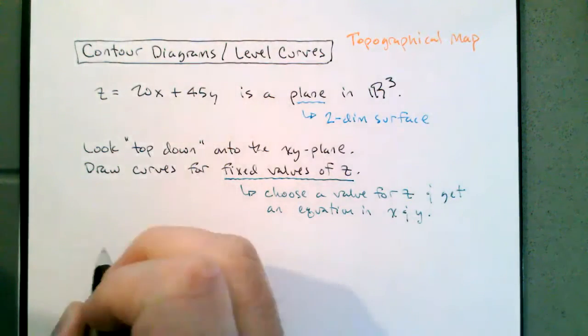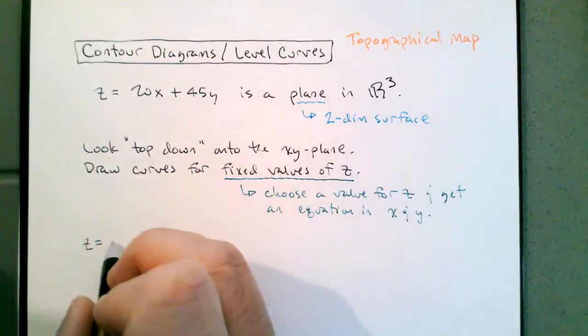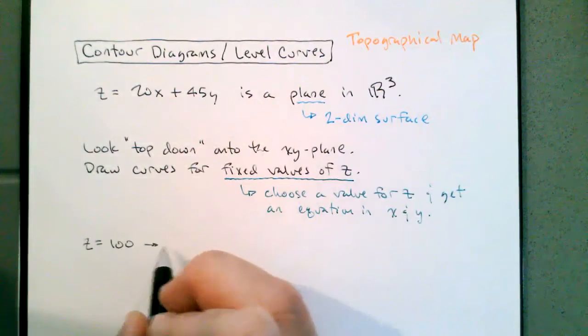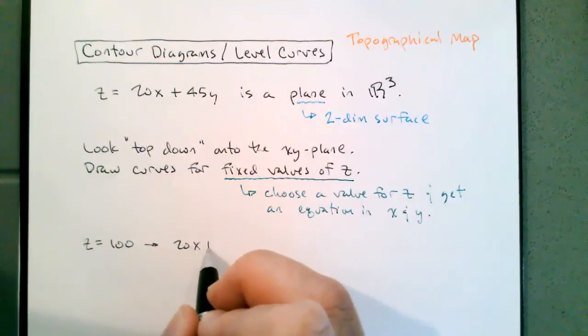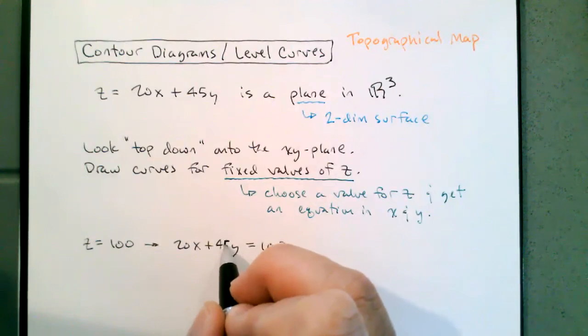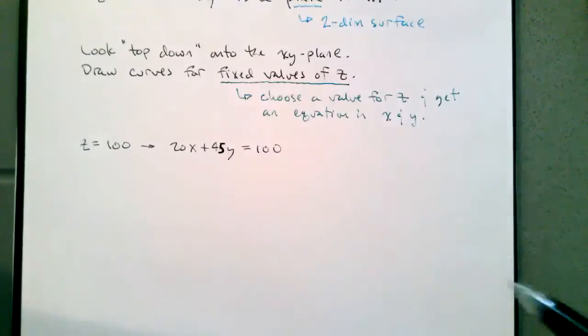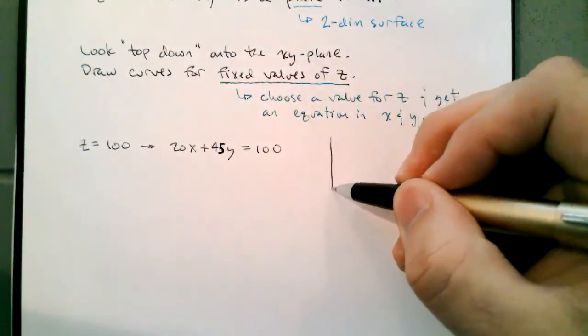So for example, let's say Z is equal to 100. We get this equation: 20x plus 45y is equal to 100. Once we have a fixed value of Z, we get an equation in X and Y. And so if we want to draw that, we're just drawing a line. So we're looking top down on the surface.